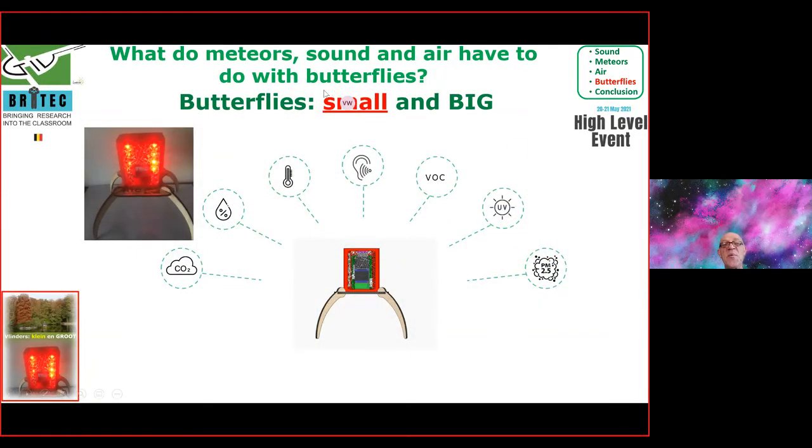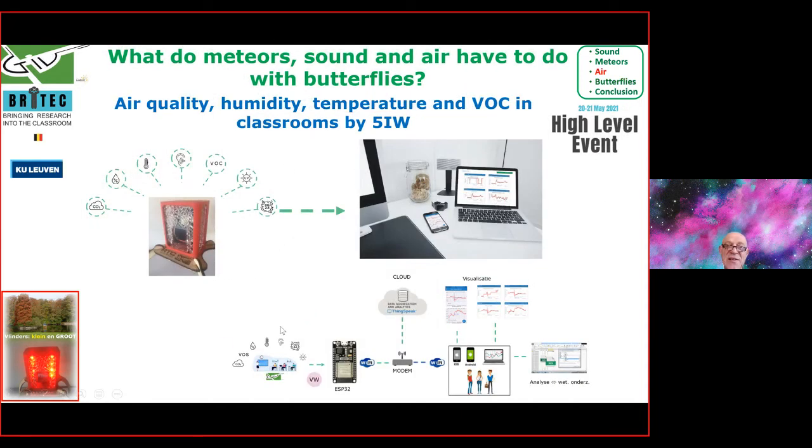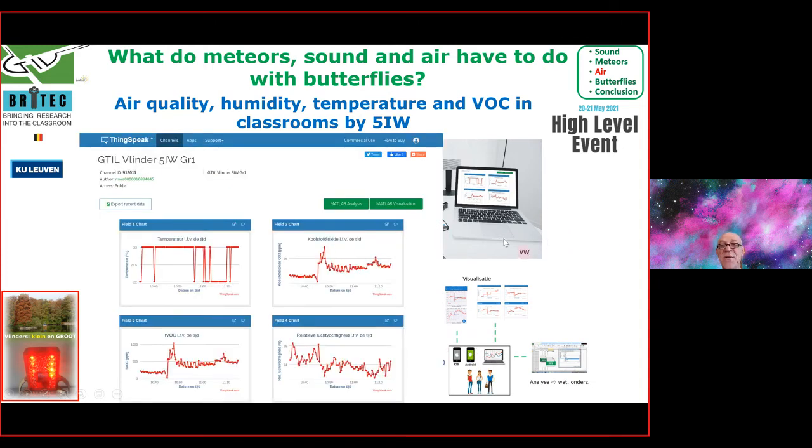This brings us to our other project, the small butterfly. Well, in fact, this is a device that our pupils have to engineer, and it measures carbon dioxide, humidity, temperature, and VOCs. And this is how it works. Here you see what I explained. They have to program the sensors and with a microcontroller it's sent to the cloud, and they can see the data, the graphs on their smartphone or on a laptop. Afterwards, they can use the data to do scientific research.